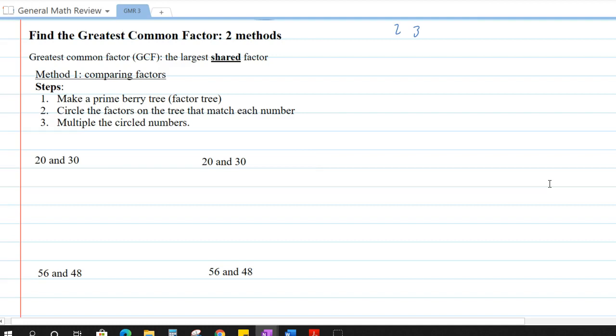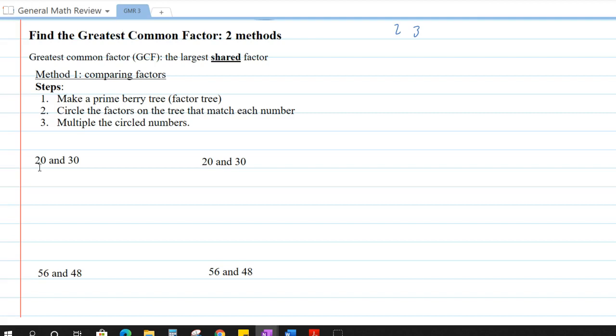Now we're going to move on to finding the greatest common factor. Again, I have 2 methods. The first method is really the best for plain numbers. The second method comes in handy for more difficult problems. So the first method is simply comparing the factors. We were just using the prime tree, so we'll continue to use the prime tree.